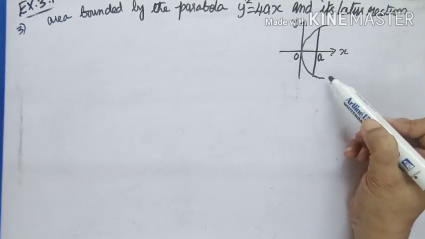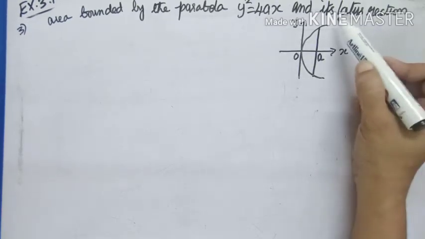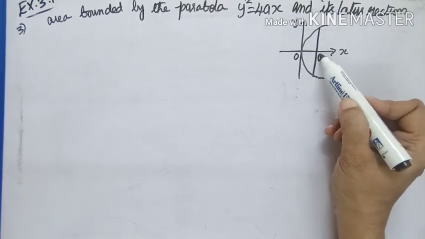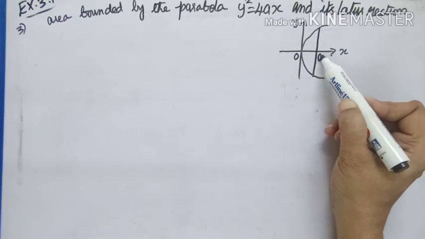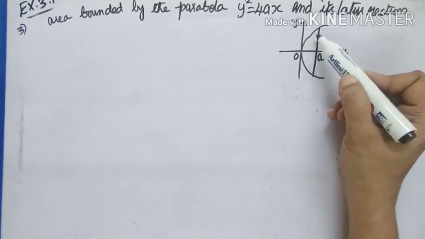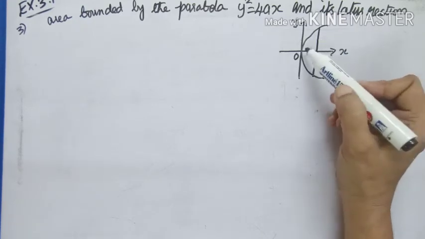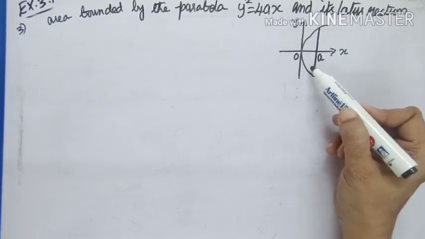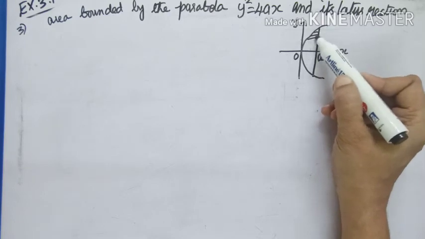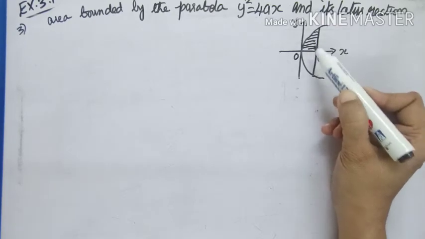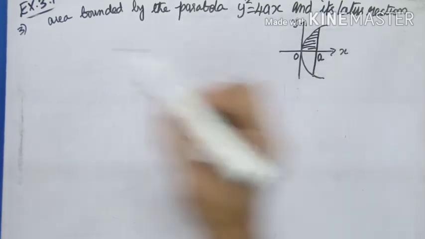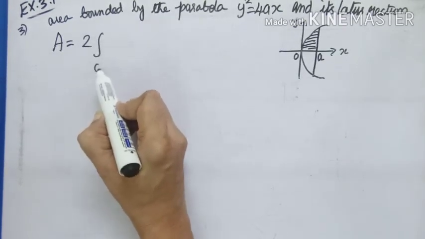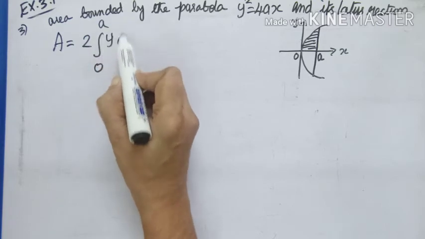It opens right. Number 2. Latus rectum implies it is the chord passing through the focus. So, we will say this value will be A. Now, I want this full portion. See, what I see above x-axis is the same as what I see below. So, let me find only this area and multiply by 2. So, the required area is 2 times integral 0 to a y dx.